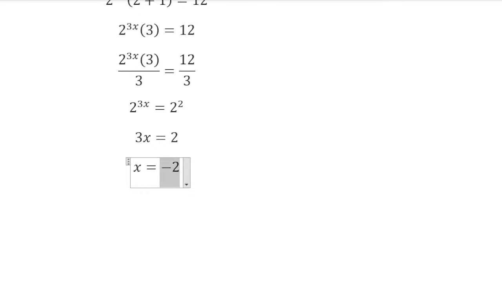x is equal to negative 2 over 3. So that is the final answer.